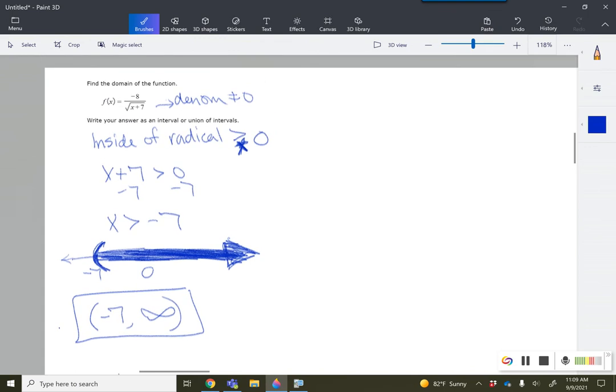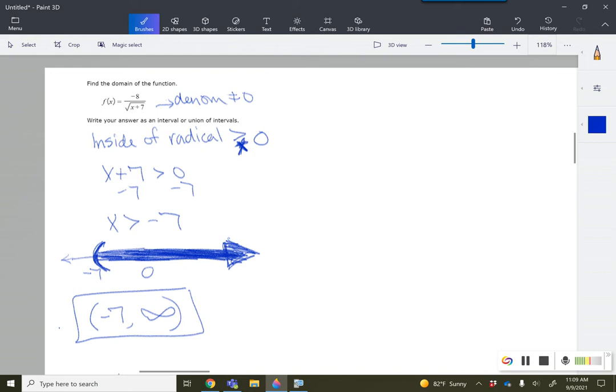So the trick to this one is it really stresses people out because there's two different things going on here. First, it's a fraction, so that freaks people out. You need to know the denominator cannot equal 0. Second, there is a radical, and since the radical is in the denominator, it can be only greater than 0 instead of greater than or equal to 0. You remove the equal sign.